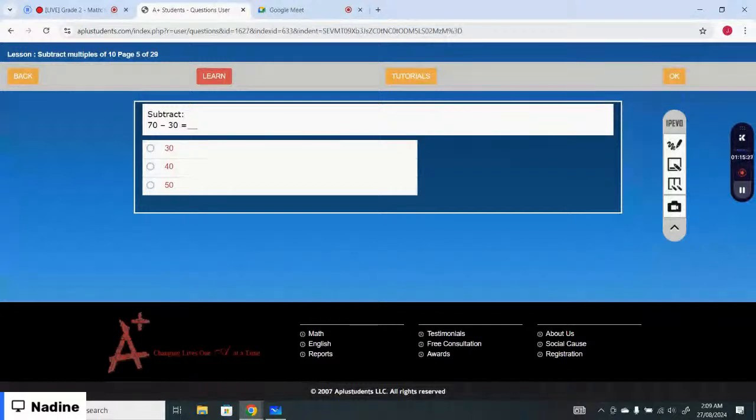Seventy take away 30, which is the correct option? The correct option is 40. It is option number 2.